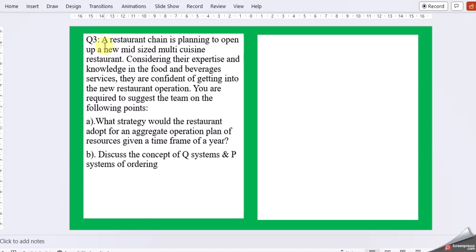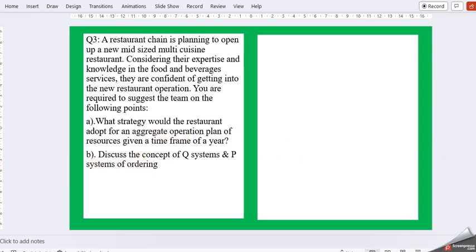Okay, so a restaurant chain is planning to open a new mid-sized multi-cuisine restaurant. Considering their expertise and knowledge in food and beverage services, they are confident of getting into a new restaurant operation. You are required to advise the team on the following points. What strategy would the restaurant adopt for an aggregate operation plan of resources given a time frame of a year? And 3B, discuss the concept of Q system and P system of ordering. You have to answer 3A in 500 words and 3B in 500 words.